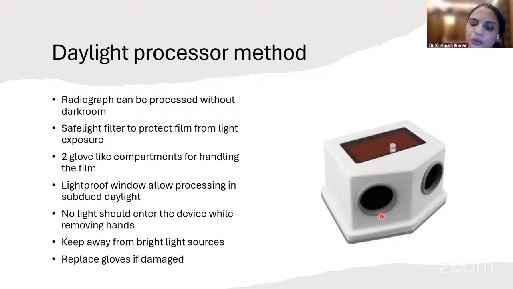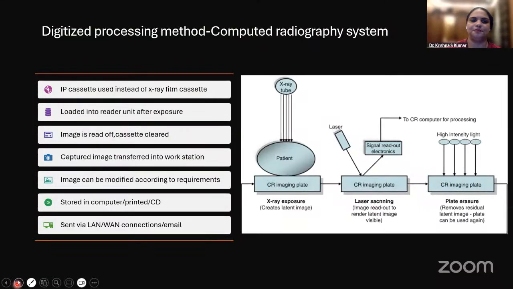But you have to make sure that there is no light entry while removing or inserting your hands inside the daylight processor. And again, infection control has to be properly maintained. If the gloves are spoiled, they have to be replaced, and the unit has to be kept away from bright light sources to prevent accidental exposure of the films.